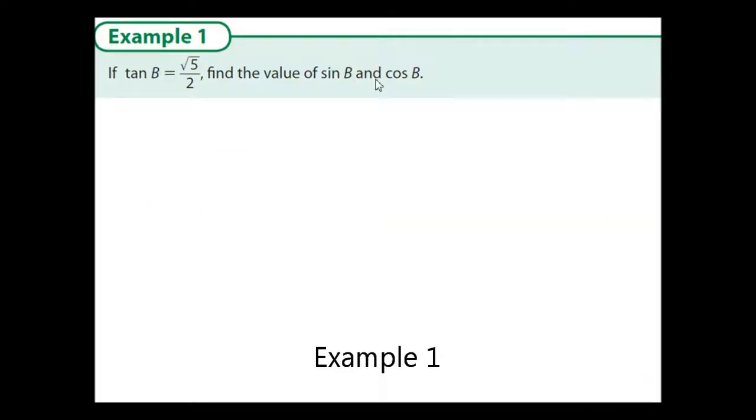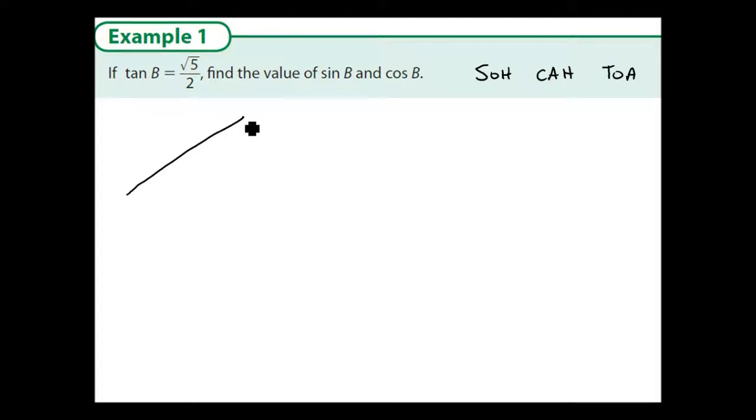In the first one, it's actually not the easiest example, but we know what tan B is, and we want to find sine B and cos B. Well, we'll write down our rule SOHCAHTOA, because we're using sine, cos and tan, and we'll draw a triangle. Let's just draw a right angle triangle, and we'll label one of the angles B. Now the opposite side is an adjacent side, and there's a hypotenuse, so it's a good idea to label the triangle.